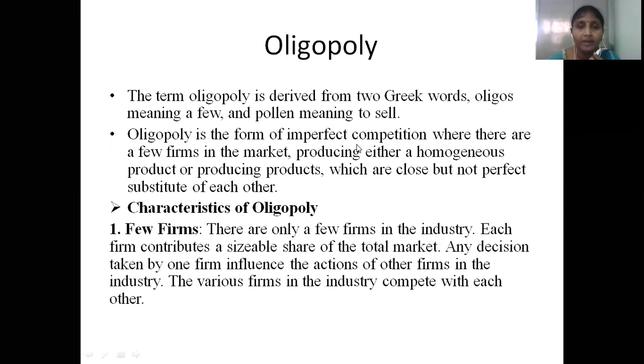Aluminium, copper, iron. These are all homogeneous products. For these products, we do not have many companies. We have only a few firms. And aluminum, iron, copper, from firm to firm, they are not going to vary. They are homogeneous products only. So aluminum, copper, iron come under which type of products? Homogeneous products, and they come under perfect oligopoly.